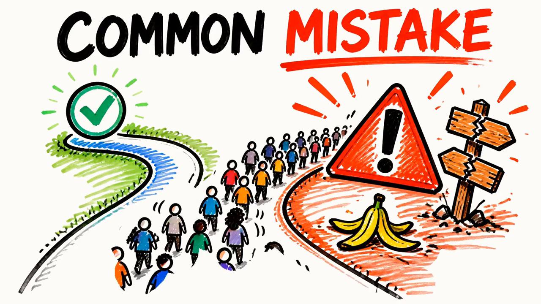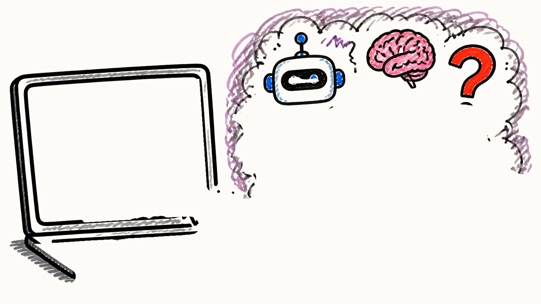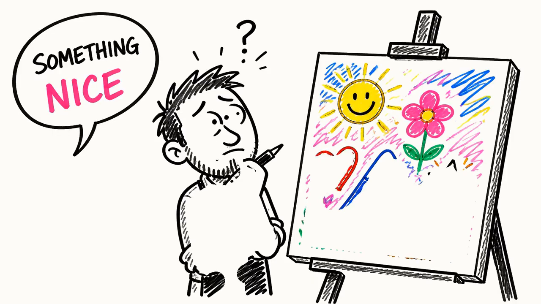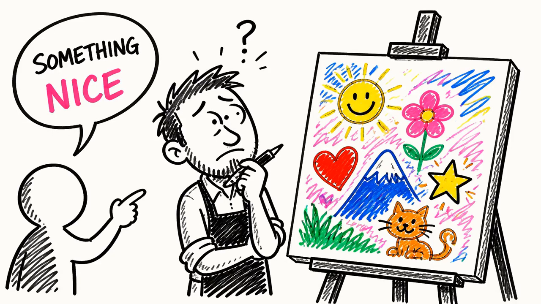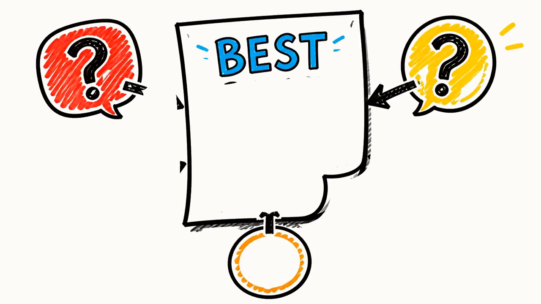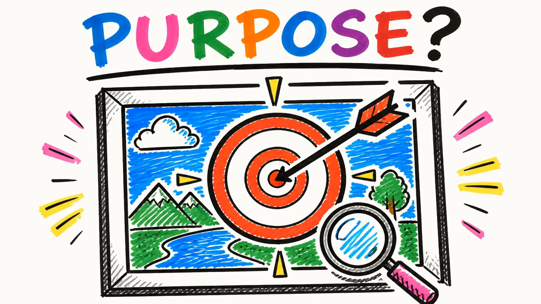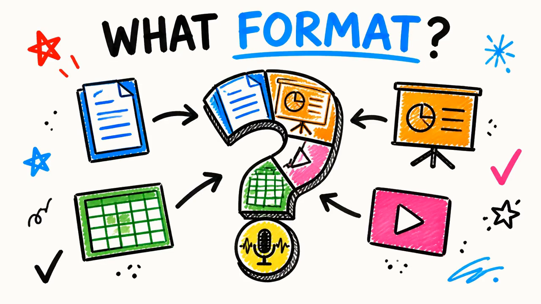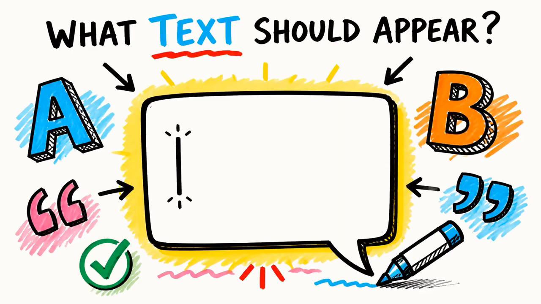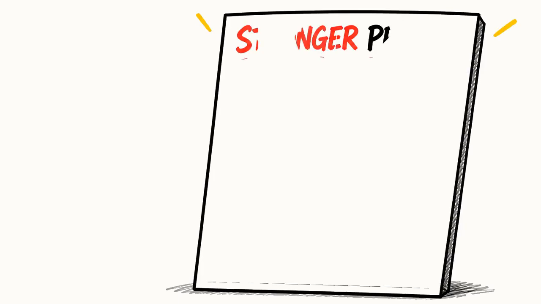But here's where many people make a mistake. They write prompts that are far too vague. They simply say something like, create an infographic about AI. That's like asking an artist to draw something nice. You'll probably get an image, but it may not be the one you had in mind. The best prompts answer several important questions. Who's the audience? What's the purpose of the image? What format do you need? Should it look modern, playful, professional, or minimalist? What text should appear? What's the overall mood? And what size or aspect ratio should it use?